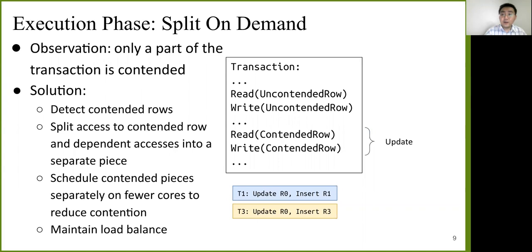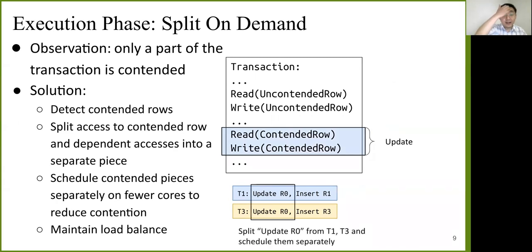In the execution phase, contention can also affect performance. Our observation is that only a small part of the transaction is actually contended. So our solution is to detect contended rows, split the access to contended rows and its dependent access into a separate piece. And then we schedule these contended pieces separately and run them on fewer cores to reduce contention. And of course, this scheduling must be done in a way that's load balanced so that we don't have any load imbalance on the CPU.